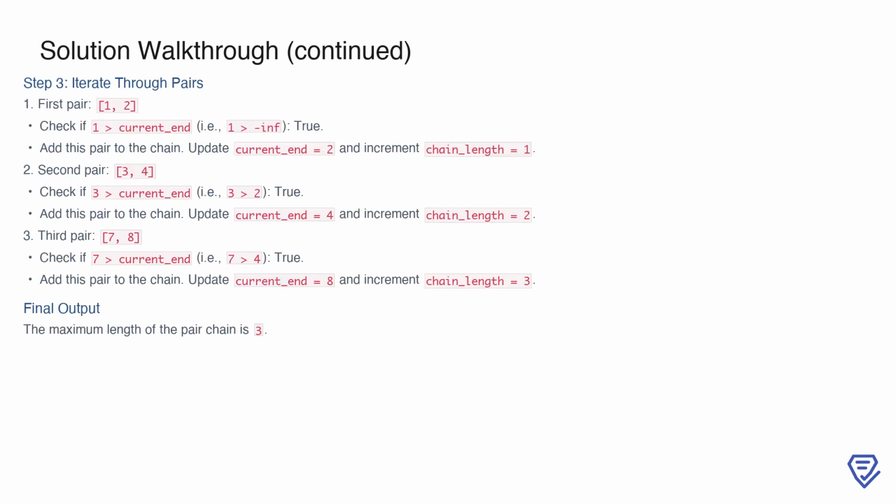Next, we iterate through the sorted pairs. For the first pair, (1, 2), we check if 1 is greater than current_end, which is negative infinity.